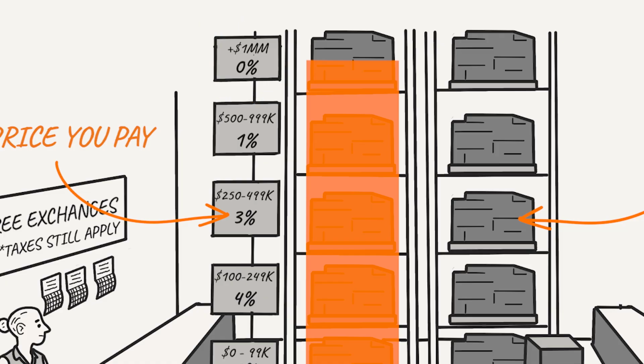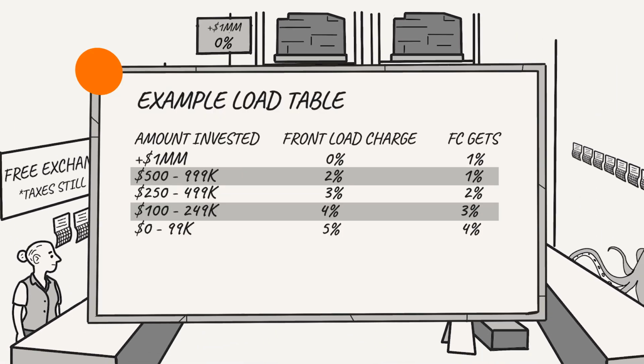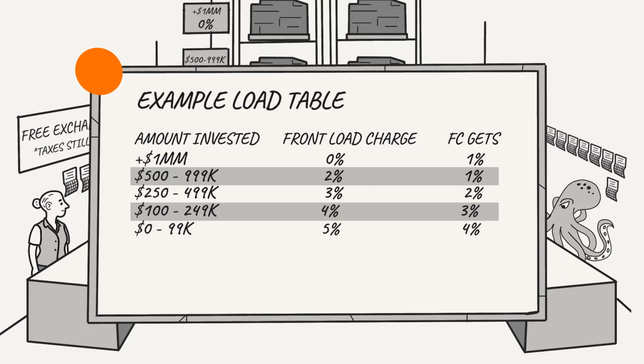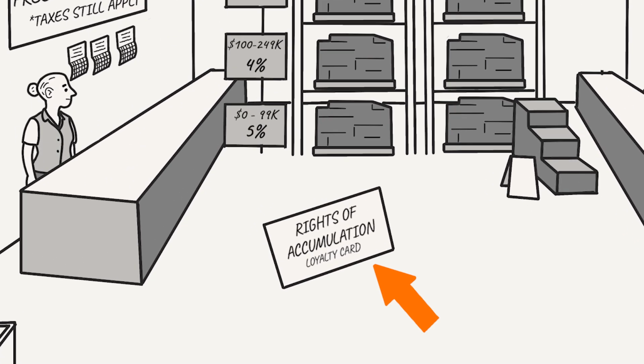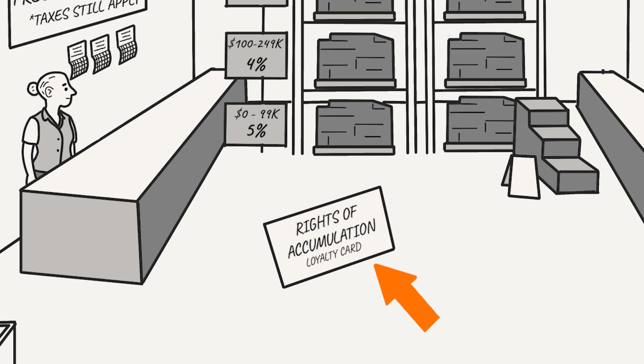Mutual funds will provide a load table that details how much you pay based on how much you invest. The load table is unique to each specific fund. This is just an example. Next thing we notice is that the fund has a loyalty card. This is to remind you of rights of accumulation, or ROA for short.